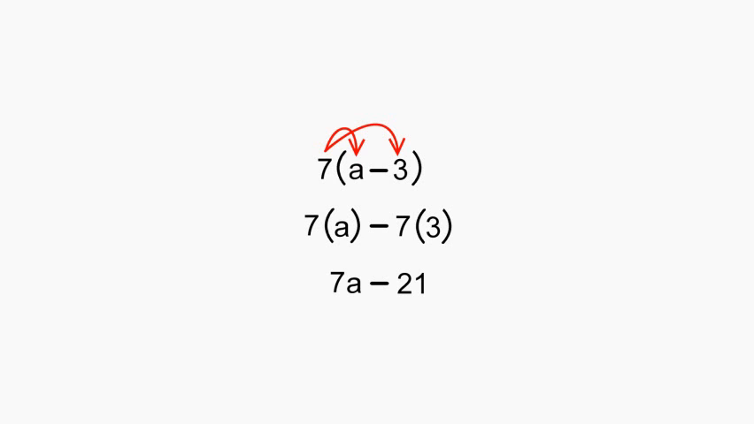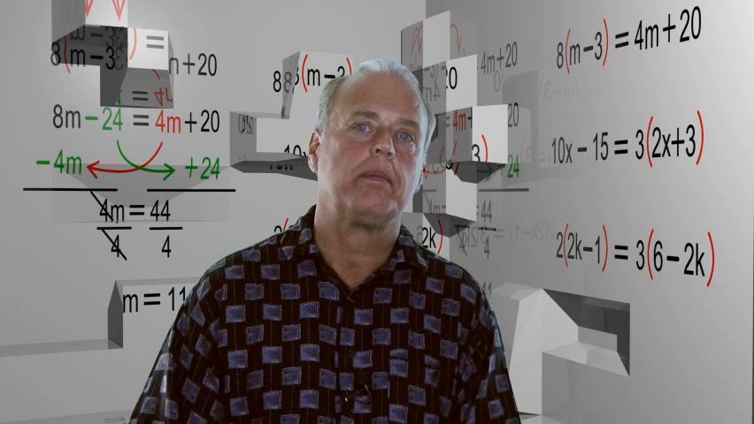Let's rewrite this expression by getting rid of the parentheses. It's read as 7 times the quantity a minus 3. To get rid of the parentheses, I have to distribute the 7 across to everything inside of the parentheses. I have to multiply the 7 times a and the 7 times 3 and carry the minus sign between them. 7 times a is just 7a, and 7 times 3 can be simplified to 21, and carry the minus sign down between them. How about this one?